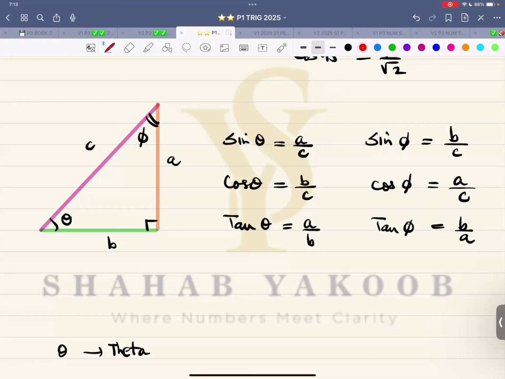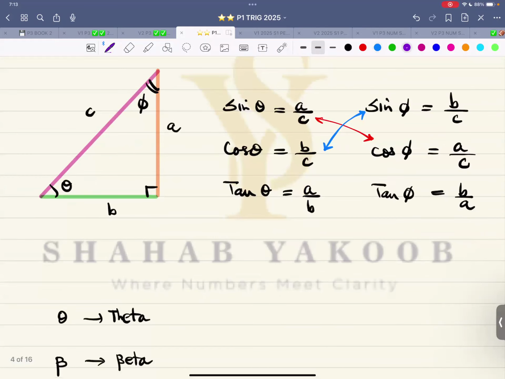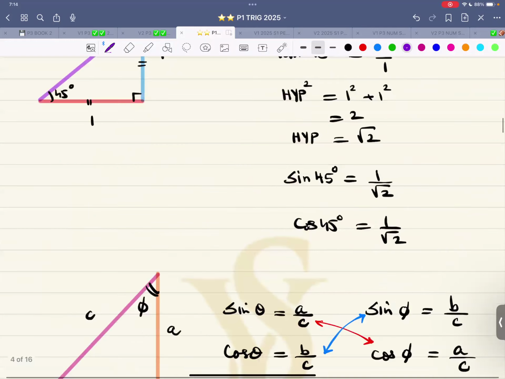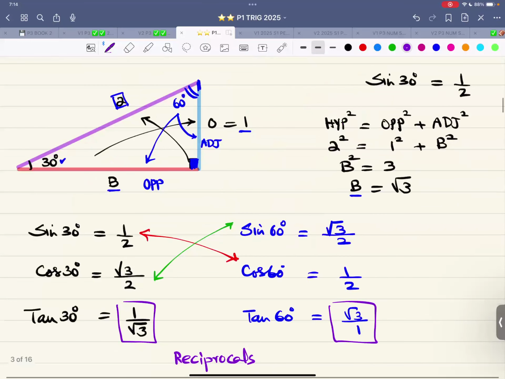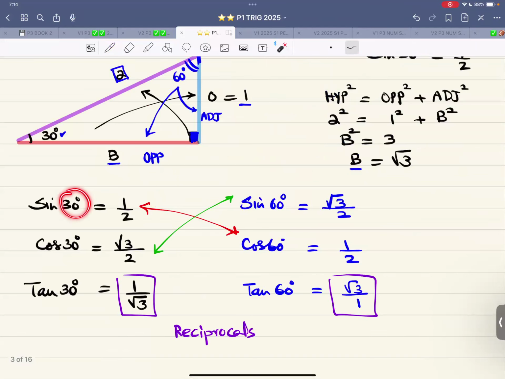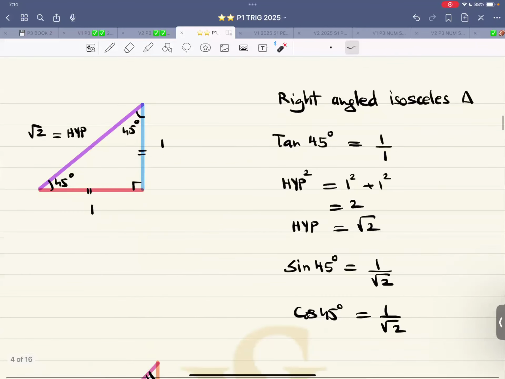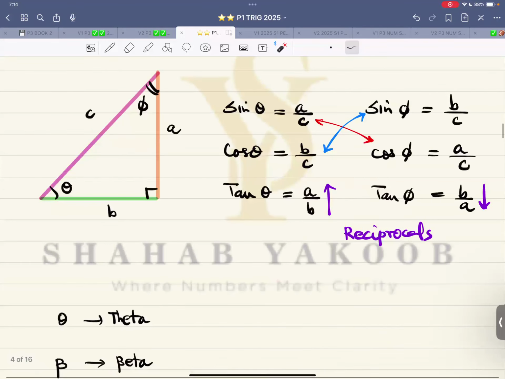Again, focus on this thing. Sine of theta and cosine of phi is the same thing. Similarly, cosine of theta and sine of phi is the same thing. Similarly, tangent of theta and tangent of phi, they are reciprocals of one another. Now, what is the relationship between them? The relationship is simple. Over here, 30 and 60 adds up to 90. Over here, 45 adds up to 90. And over here, beta and theta and phi adds up to 90.